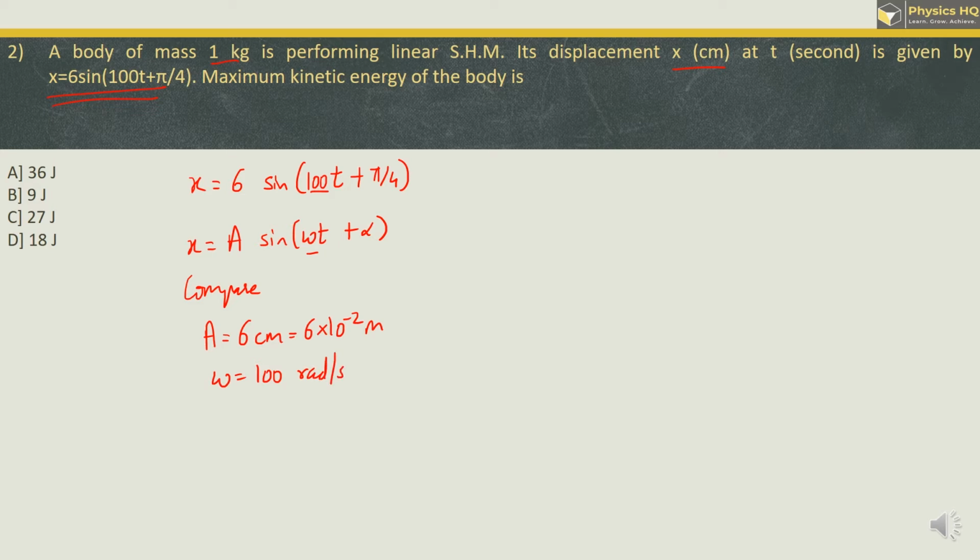To find out maximum kinetic energy, we will find out maximum velocity first. So like the previous question, V max has the formula omega into A. Omega is 100 into 6 into 10 raised to minus 2. 10 raised to minus 2 and 100 will cancel out each other. We get V max is equal to 6 meter per second. So this is the maximum velocity.